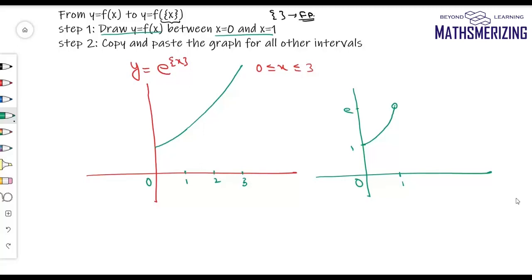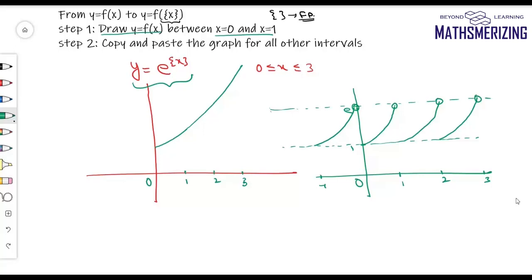Now because fractional part function is a periodic function, so all I need to do is I need to copy and paste this graph for all other intervals. So what I'll do is I'll copy and paste this entire graph. So that is the graph of y equals e to the power fractional part of x.